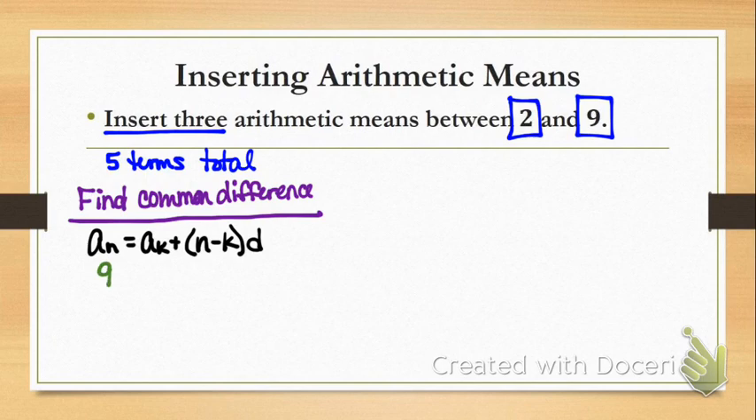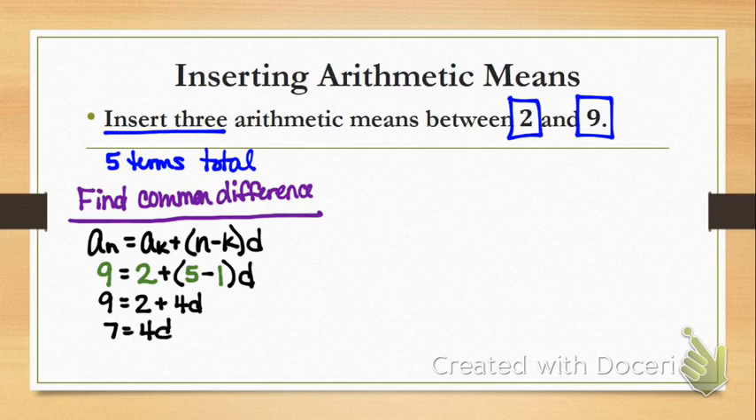9 for a sub n, 2 for a sub k, plus 5 minus 1. Yep, 5 minus 1, because we've got the 5th one in line, 5 total terms. We have the 5th one. We have the 1st one. Times our common difference. So 9 equals 2 plus 4d. 7 equals 4d. So what is our common difference? 7/4.